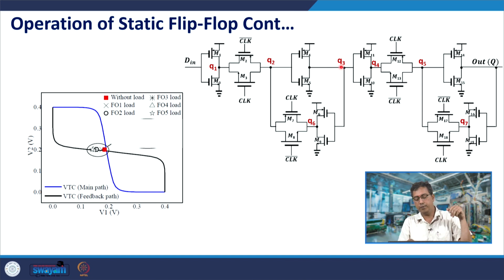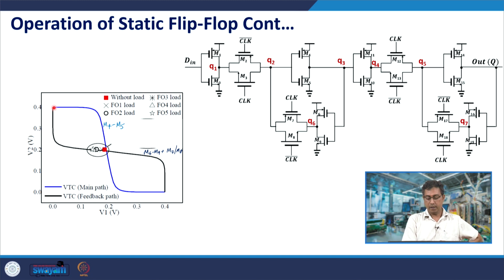If Q3 is VDD, Q2 would be 0 through this, because clock is 0, clock bar is 1. So, this transmission gate is transparent. So, this is the static transfer characteristic of M4, M5, and this is the static transfer characteristic of M6, M9 plus the transmission gate M7, M8.